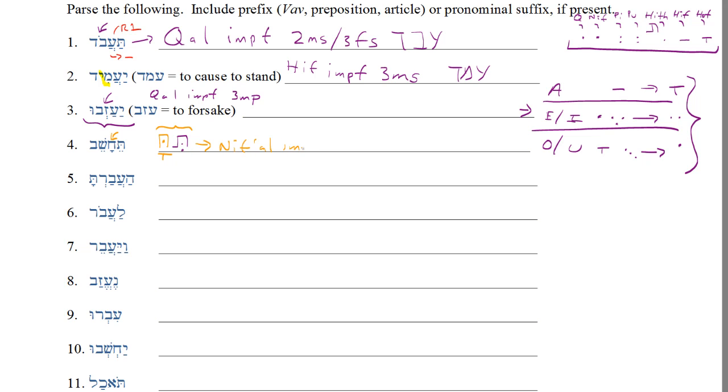So nifal imperfect, and then the tav prefix with no ending tells us either 2ms or 3fs, and our root is chashav. You will be reckoned, you will be accounted, or she will be reckoned, she will be accounted. It's a passive of the kal, which is to reckon, to account, to plan. So let's move on to number 5.